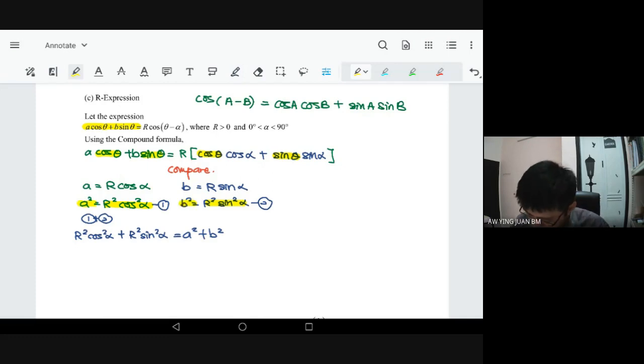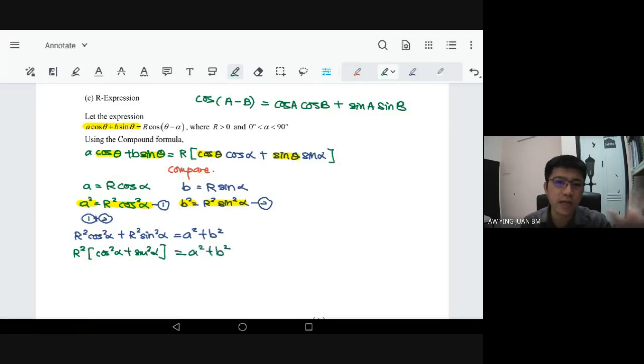Okay, so continue. Kalau dah siap, we can factor out the R squared. So R squared bracket, we have cos squared alpha plus sine squared alpha is equals to A squared plus B squared. So that is the situation for the left and the right. Okay, so take note, cos squared plus sine squared. So based on the basic identity, cos squared plus sine squared is equals to 1. So that's why in here we have R squared is equals to A squared plus B squared.